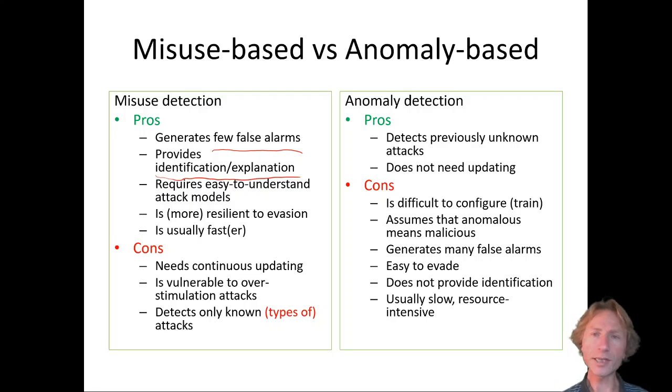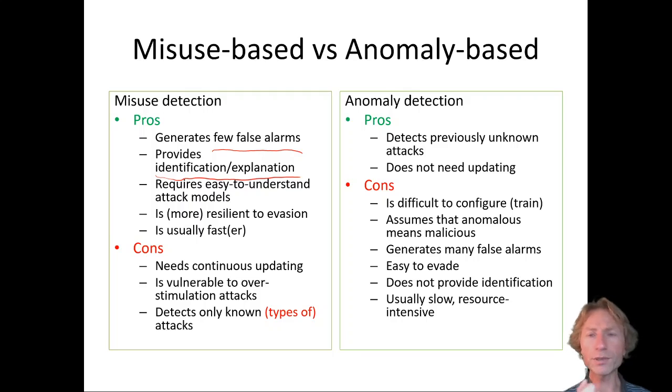What about anomaly detection? Well, anomaly detection is the exact opposite. So the advantages are that it will detect unknown attacks. Because after all, it doesn't have a model of what malicious behavior is, what the attack pattern is, but rather it has a model of what normal behavior is, and it looks at deviations. So that also means that, strictly speaking, it doesn't need a lot of updating. It needs updating whenever the normal behavior changes.